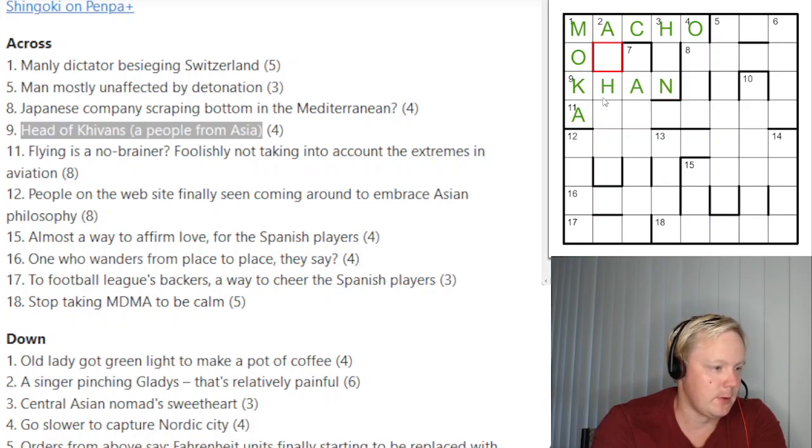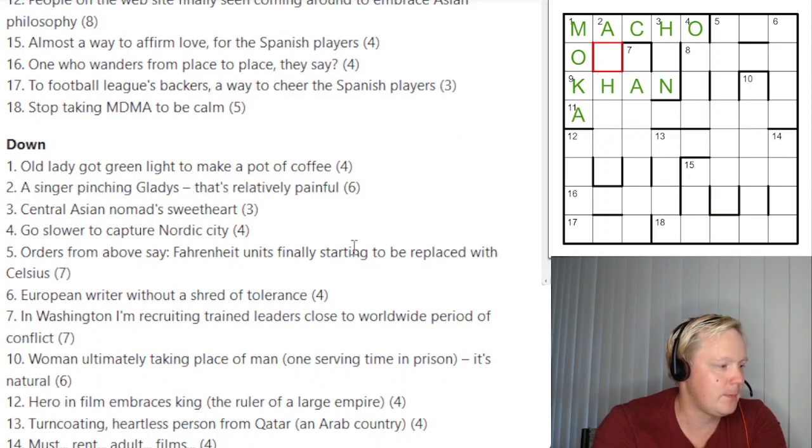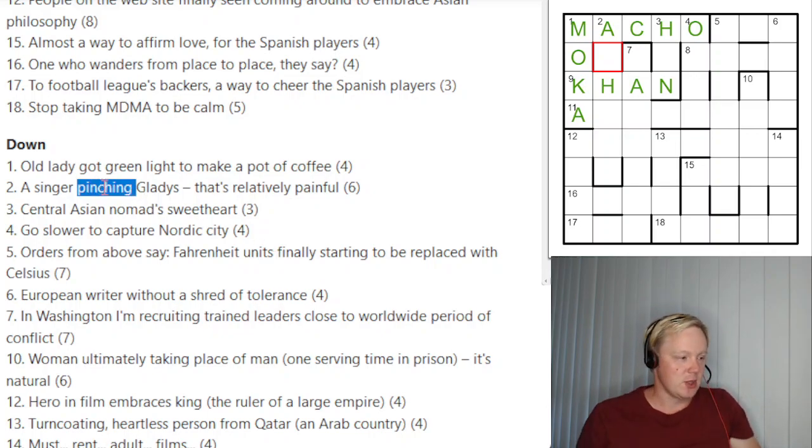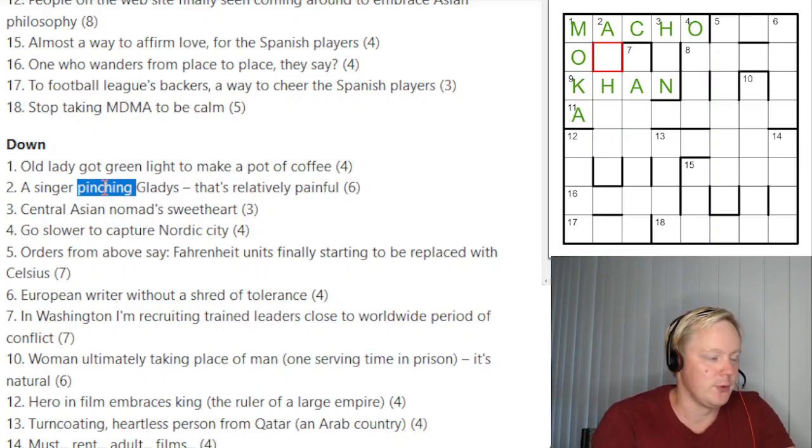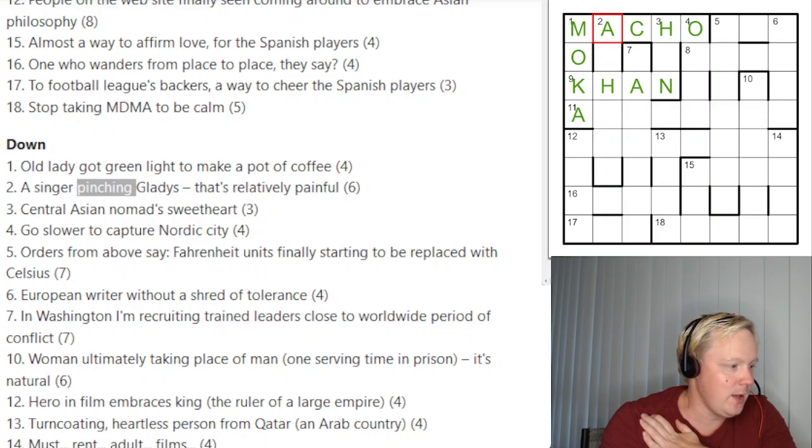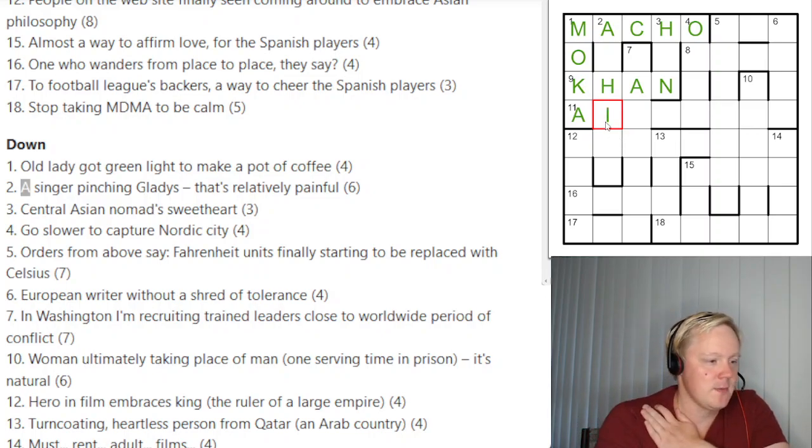Then let's continue. This two down. A singer pinching Gladys. That's relatively painful. Well, you see maybe too much of this Gladys. Gladys is the protagonist, so it's usually I or me or my or something like that. Pinching, if you pinch something, you steal it, or pinch as in surround from both sides. Works in two ways, so meaning something inside another thing. So we need A, is this A here, and then we need the name of a singer, containing I for Gladys, and you do this wordplay, and that is an answer for relatively painful.